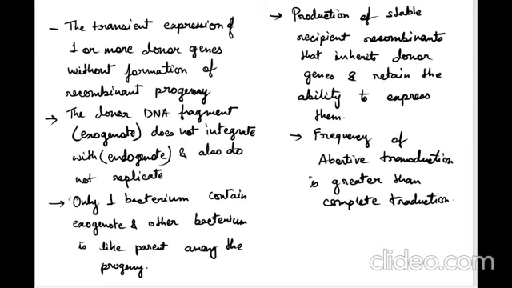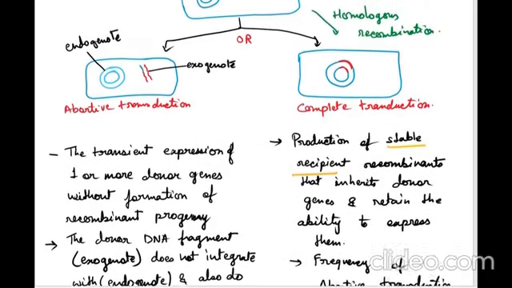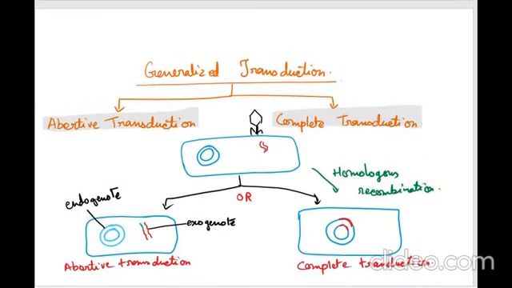And the other one is production of stable recipients. From here we get stable recipient recombinants that inherit donor genes and retain the ability to express them. The frequency of abortive transduction is greater than complete transduction. So basically, complete transduction occurs much less, but it is better for genetic recombination as compared to abortive transduction.